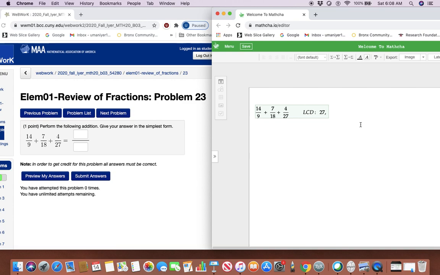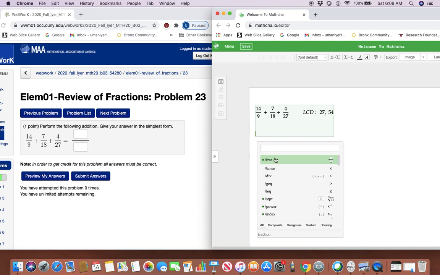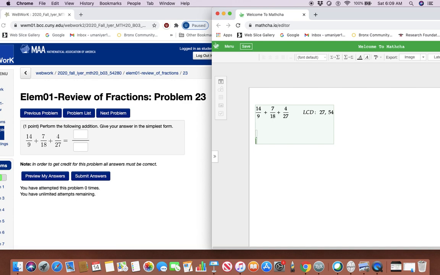The next one is 27 times 2. 54. Does 9 go in 54? Yes. Does 18 go in 54? Yes. Does 27 go in 54? Yes. So that is the least common denominator. What does that mean? I need to write every fraction with the least common denominator.